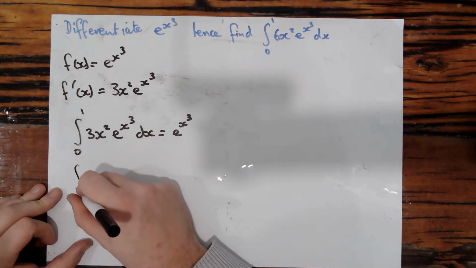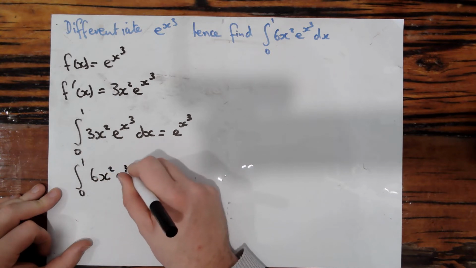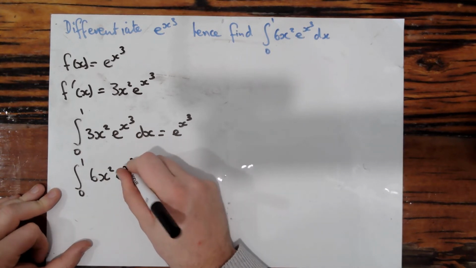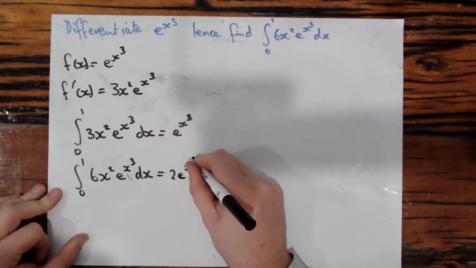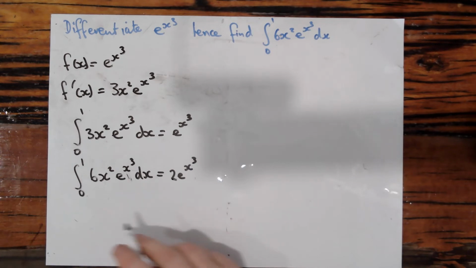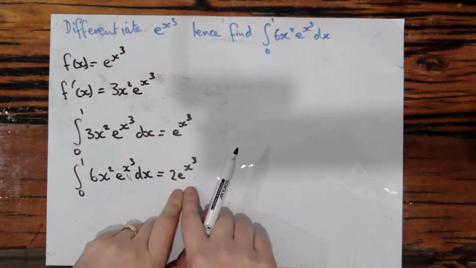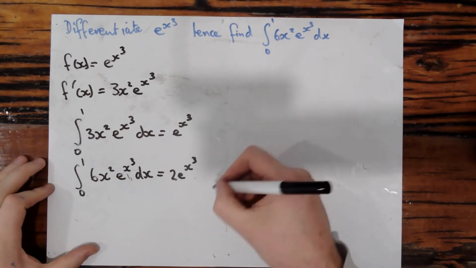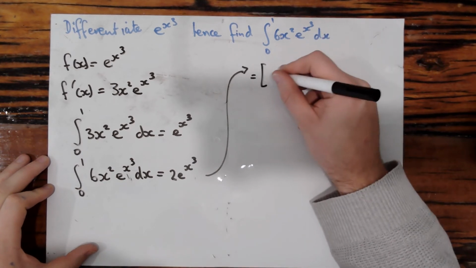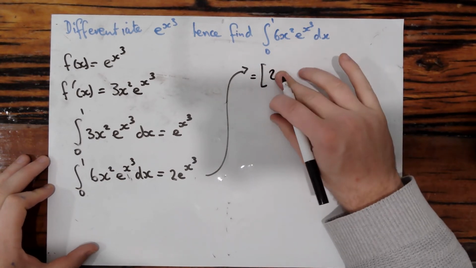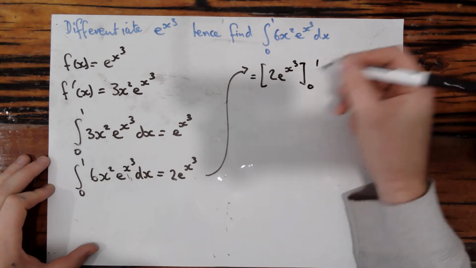And say that we've got the integral from 0 to 1 of 6x squared e to the x cubed dx equaling 2e to the x cubed. Now we've got our integral that we needed. We've got an answer, but now we need to do our terminals. So I'm going to move over here so I've got room. So we're saying that that's equal to e to the x cubed from 0 to 1.